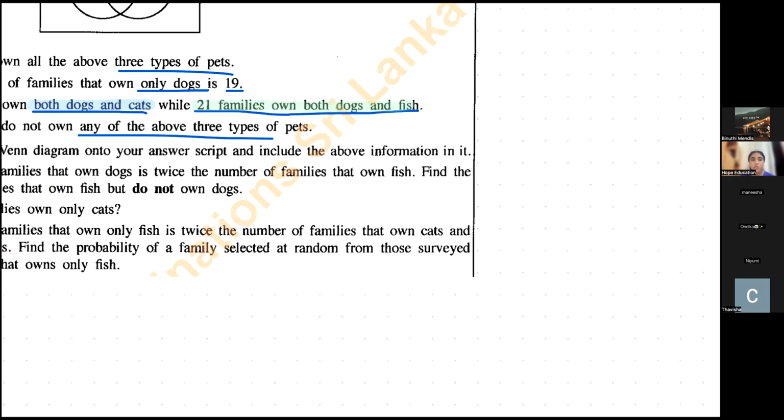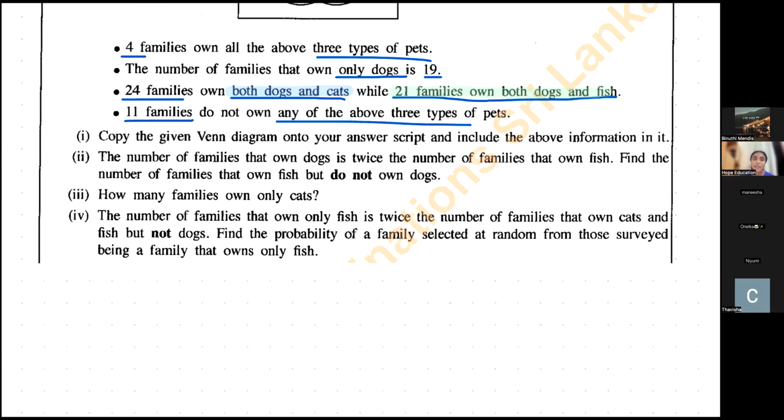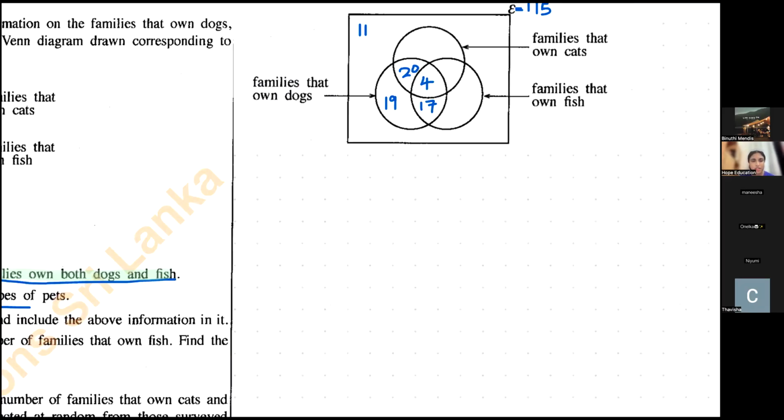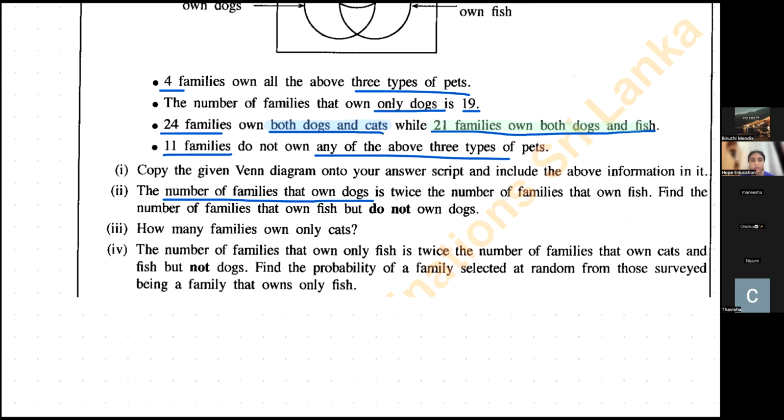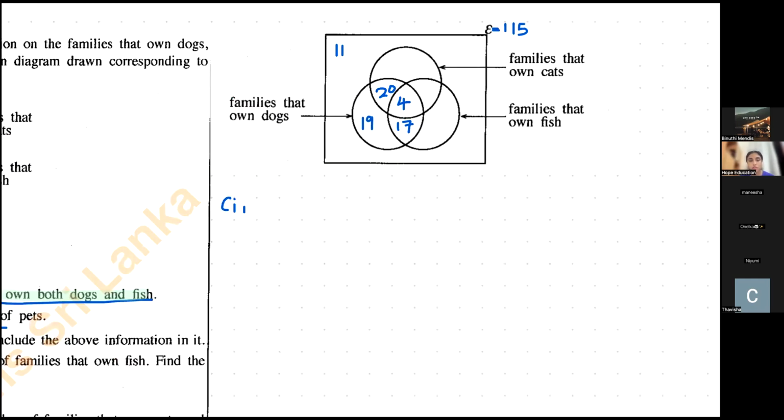Okay. So now we will do the question again. Number of families that own dogs. Which question is that? Second question, no? We will find the number of families that own dogs.